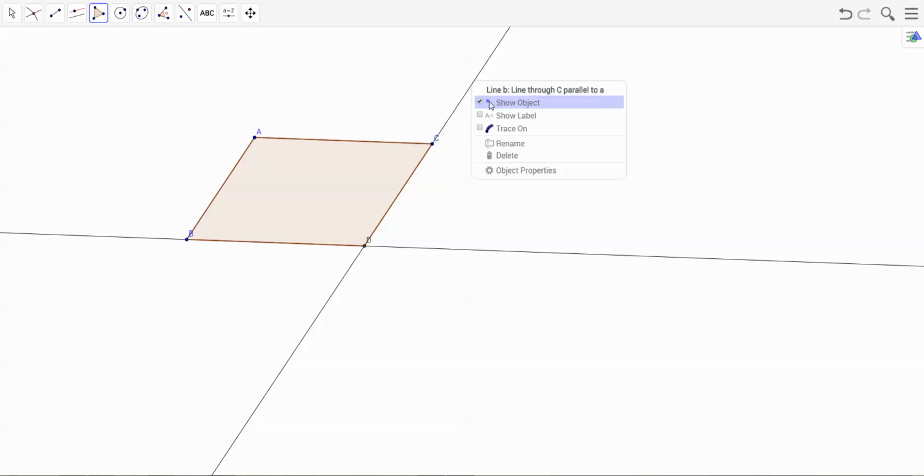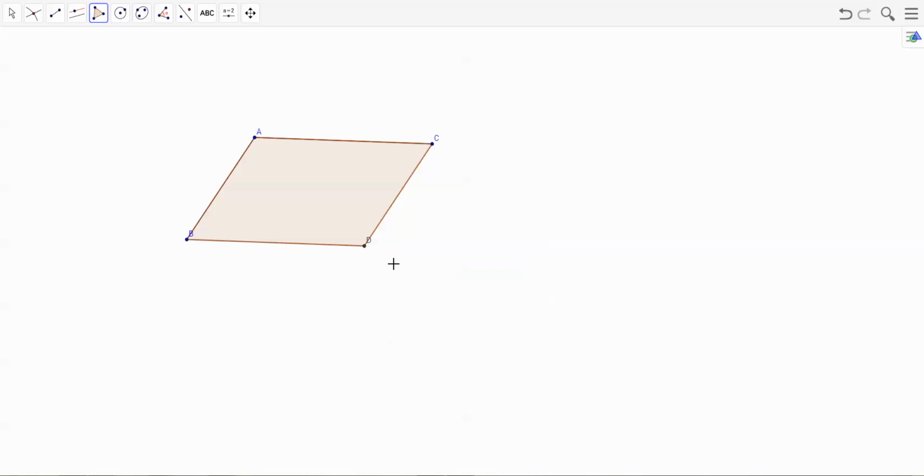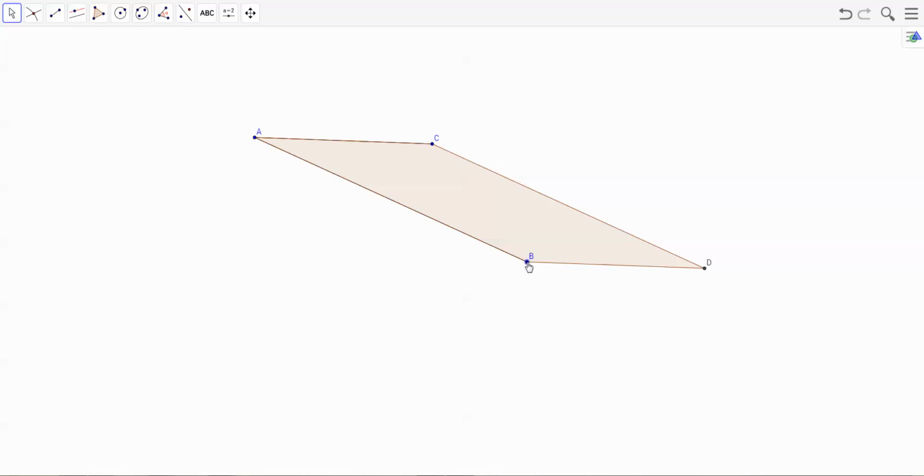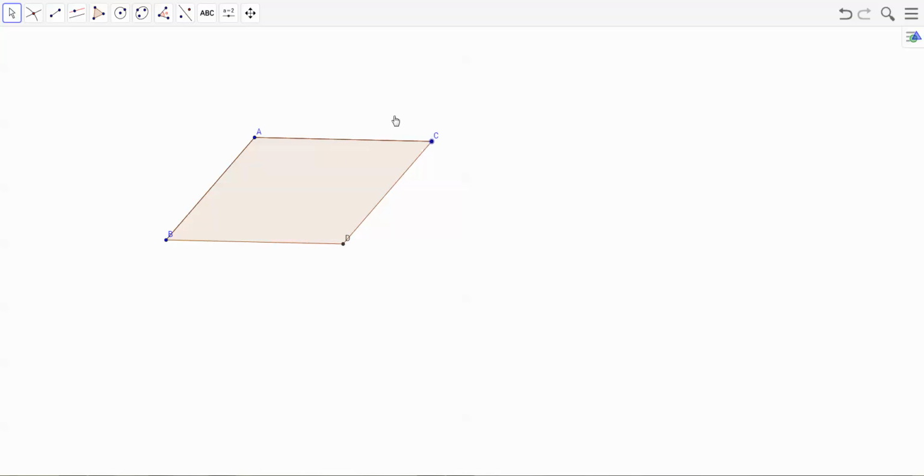Then I can hide these other things. I can make them go away so that I don't have to look at the extra lines. So now I have this beautiful parallelogram that will stay a parallelogram no matter what I do with the points. So I can show them the different iterations of parallelograms based on how these points are moving. And so it allows things that you just can't do on paper.